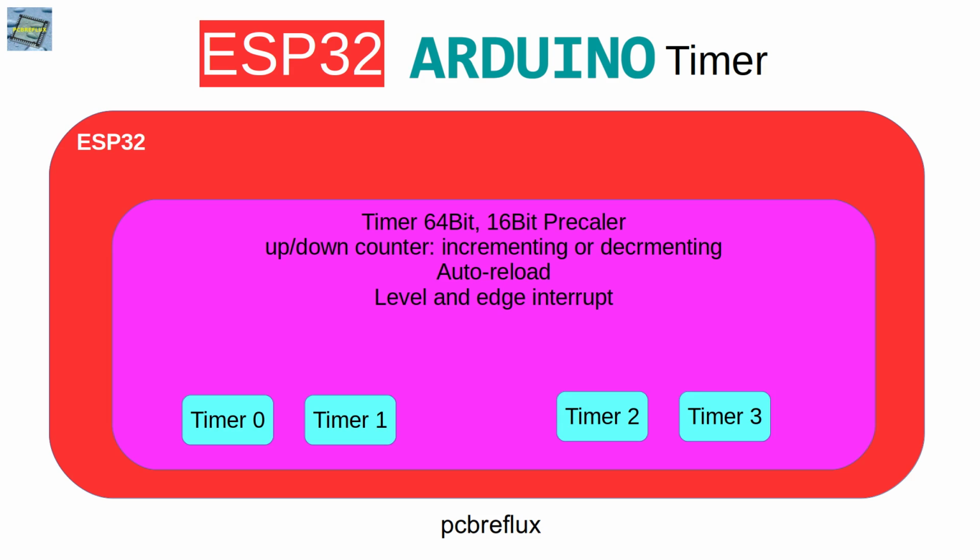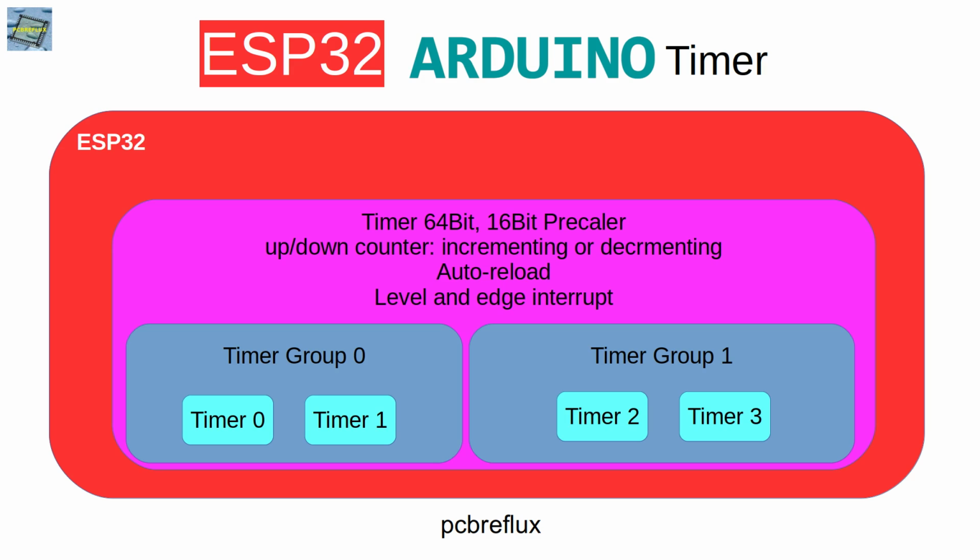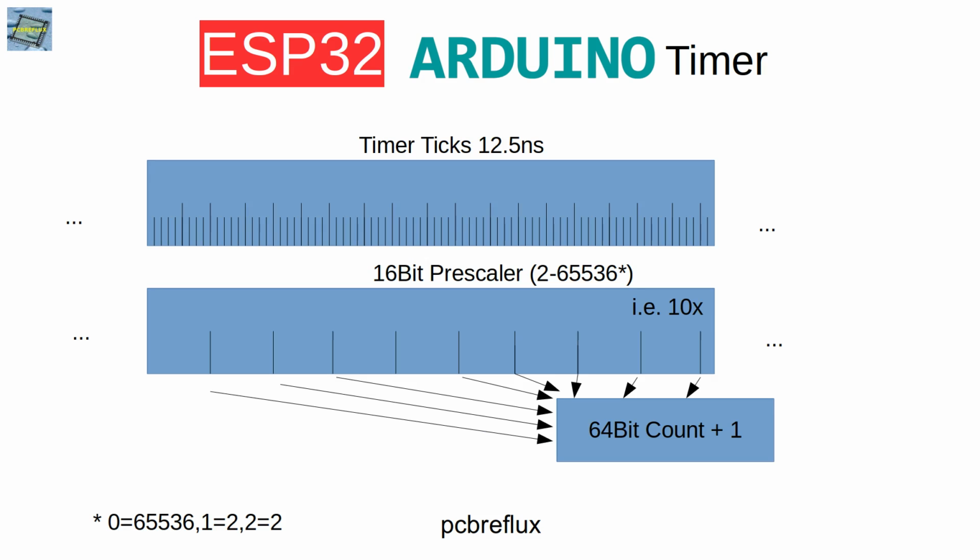a level. But this only makes sense if you also combine the timer with a GPIO pin where you have an edge, falling or rising or both, or you have a level with the ADC. The timers are organized in two groups: group 0 for timer 0 and 1, and group 1 for timer 2 and 3. The timer works with timer ticks of 12.5 nanoseconds, and the 16-bit prescaler decides how many of the ticks are counted in a 64-bit counter register.